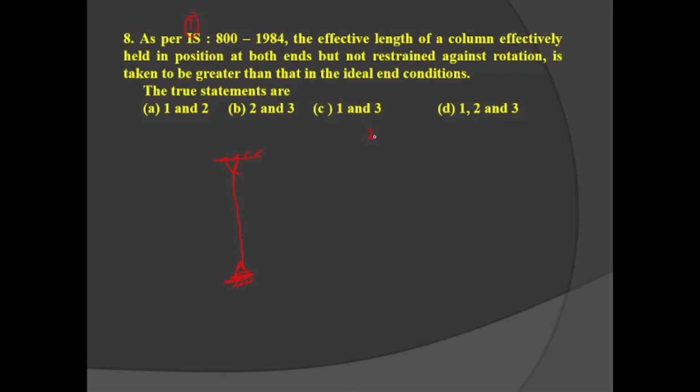Now statement number 2 is, as per the IS code, you can write down: the permissible stress in bending compression depends upon Euler's buckling stress and the yield stress of steel.